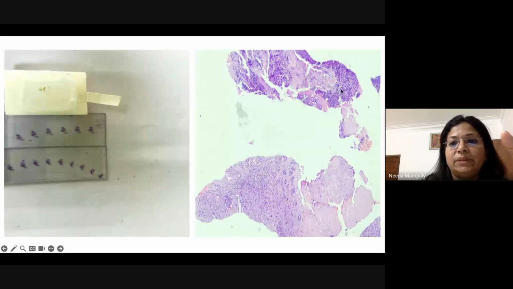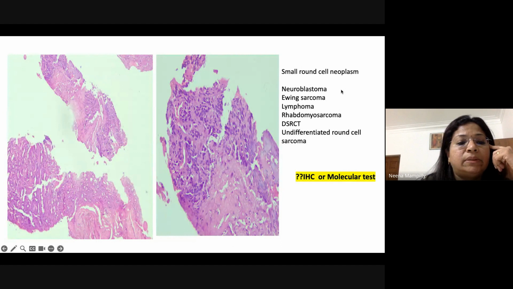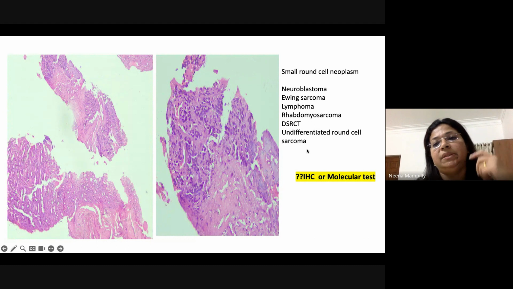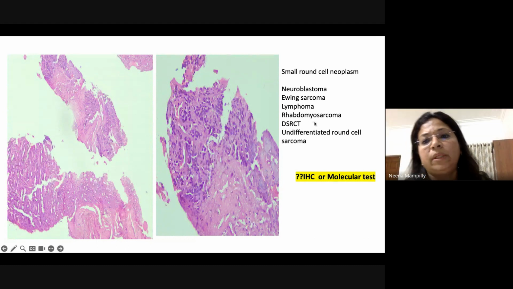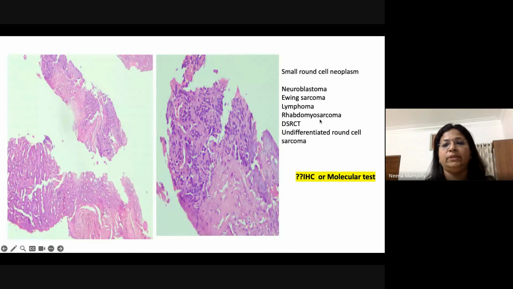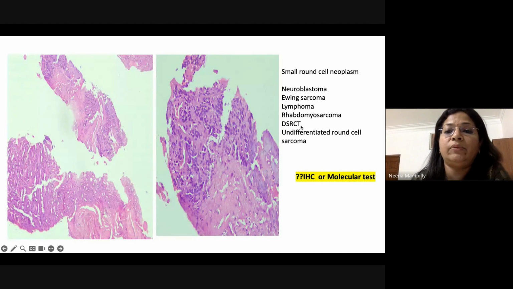Now, what do we do with this tiny bit? So this is all the renal tissue, and this was the tumor. Obviously, a small round cell neoplasm by morphology. These are the differentials. It can be a neuroblastoma, Ewing sarcoma, lymphoma, or rhabdomyosarcoma, desmoplastic small round cell tumor, any other undifferentiated round cell sarcoma. Now, how do we proceed? We have only one bit of tissue. We may need both IHC and molecular.